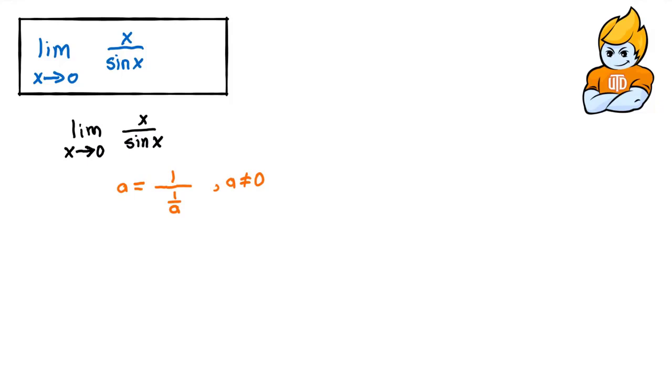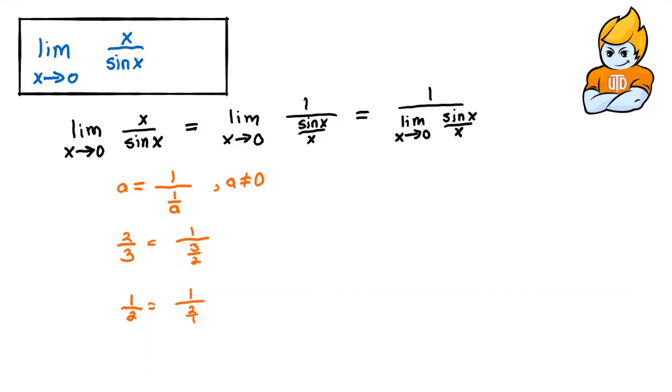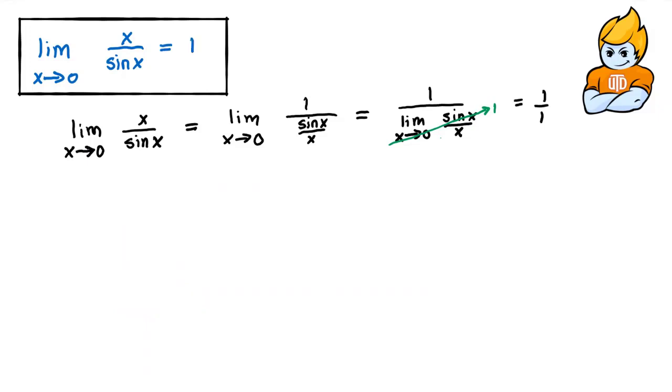We'll use the algebra trick that any non-zero number can be rewritten as 1 over its reciprocal. For example, 2/3 can be written as 1 over 3/2, or 1/2 can be written as 1 over 2. So we rewrite x over sine x as 1 over sine x over x. The numerator is unfazed by what x is doing, it's a constant, so we just have to worry about finding the limit of the denominator. And by our special trig limit, the denominator goes to 1 at the limit. So our limit is 1.